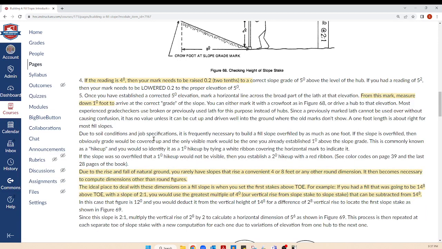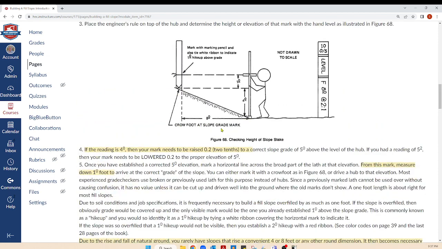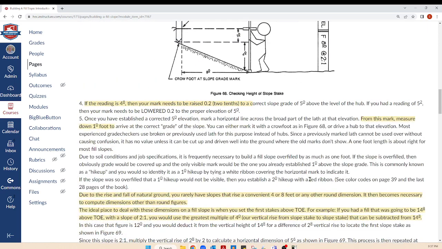Due to soil conditions, a job specification is frequently necessary to build a fill slope overfilled by as much as a foot. Build it up higher, more dirt than you're going to need. Up here, the rough grade would be a foot higher than this overfill. Overfill as much as a foot. That gives us something to cut.